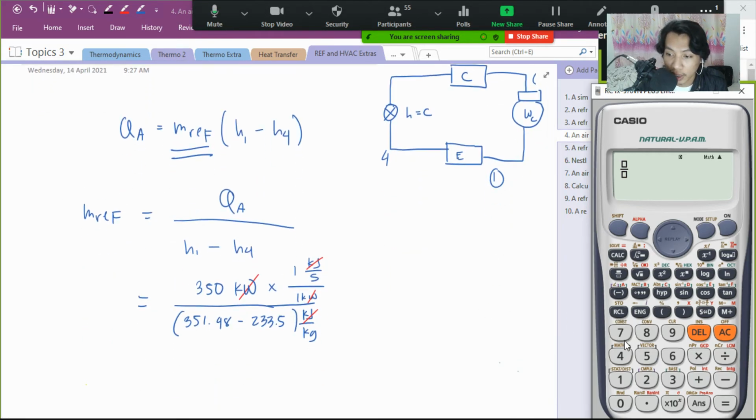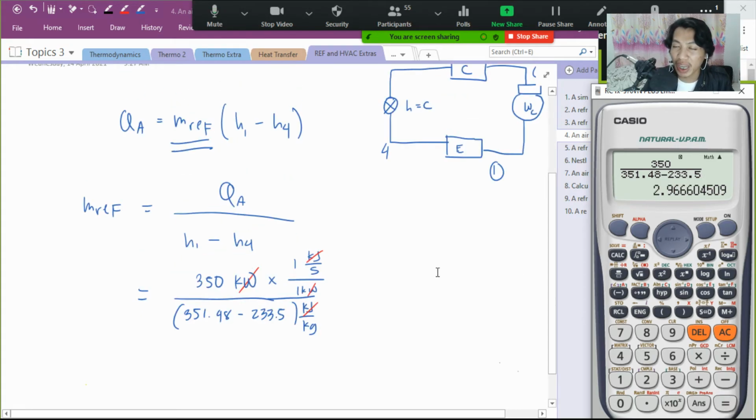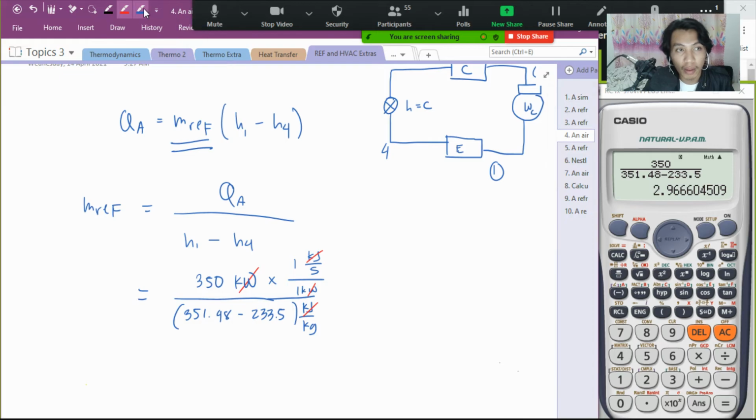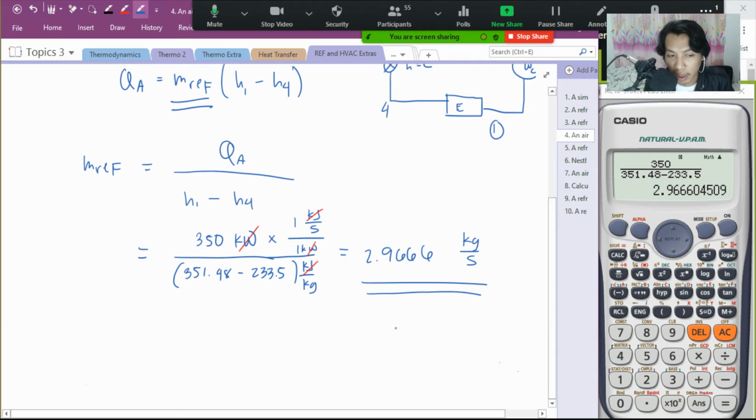Okay, let's solve. 350 over 351.48 minus 233.5. The answer is 2.966 kilogram in every second. What I do is I shortcut it. Sir, how do you shortcut? I don't take the whole value, but you can store it for a more accurate answer. So now you have the mass of refrigerant.